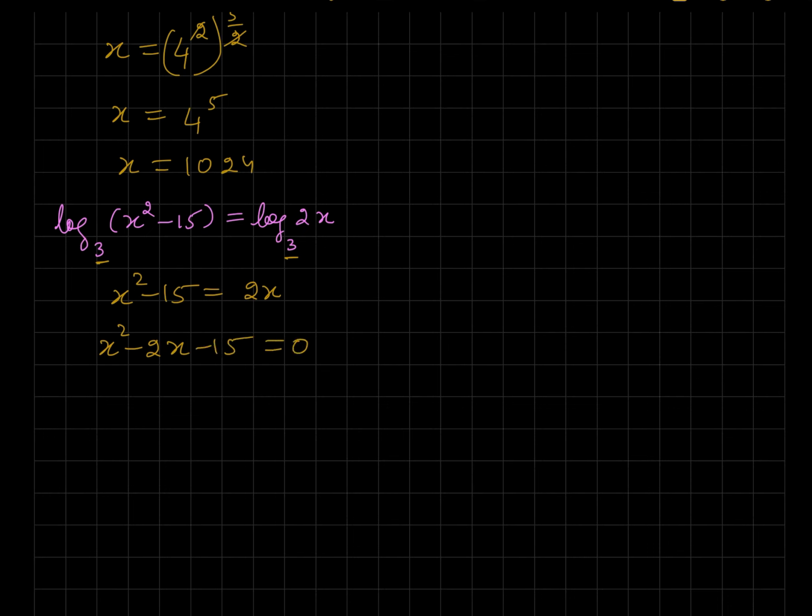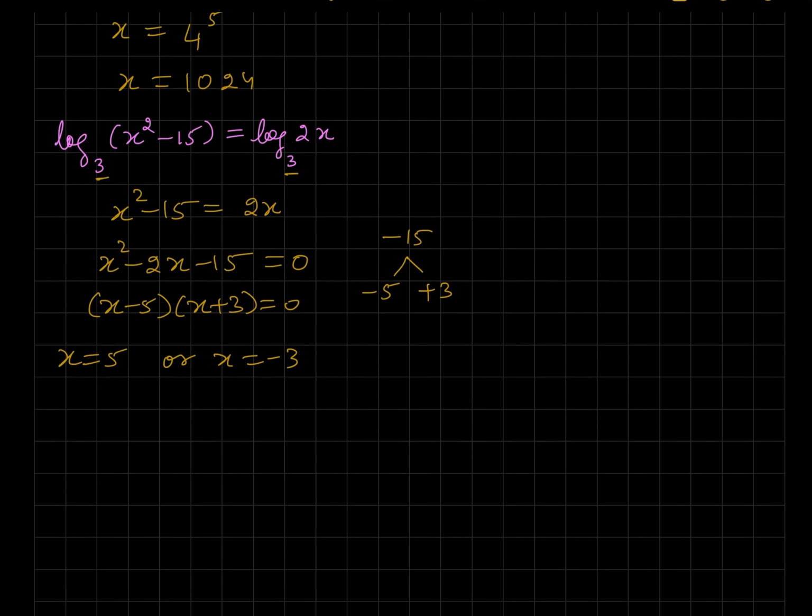Then we can solve this quadratic equation by splitting the middle term. Negative 15 I can write as negative 5 times positive 3. So here (x minus 5)(x plus 3) equals 0. So this gives me x equals either 5 or x equals negative 3 as my solution. Now here we are not done. We have to check our solutions.